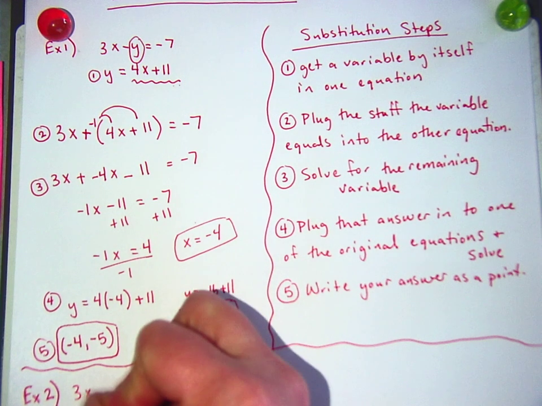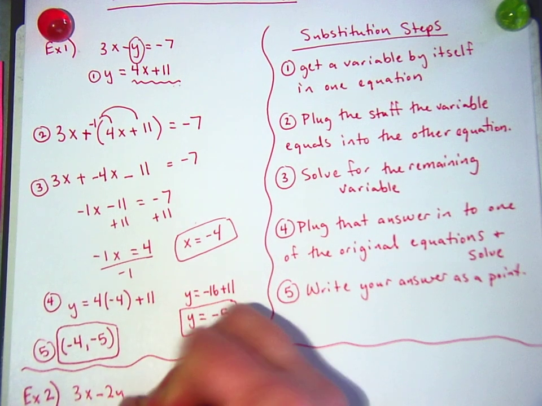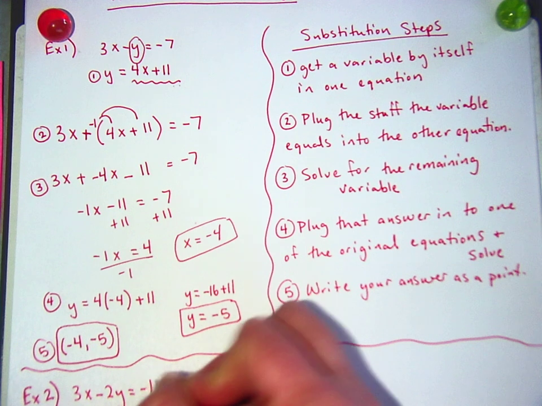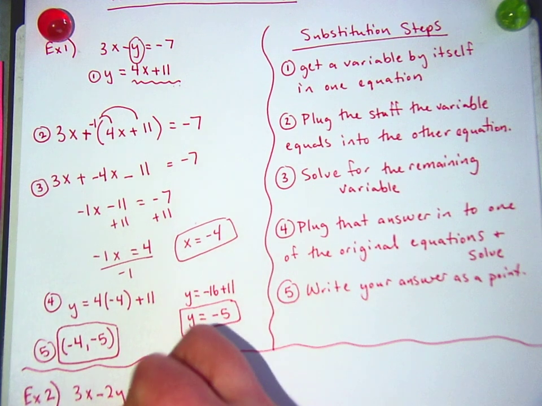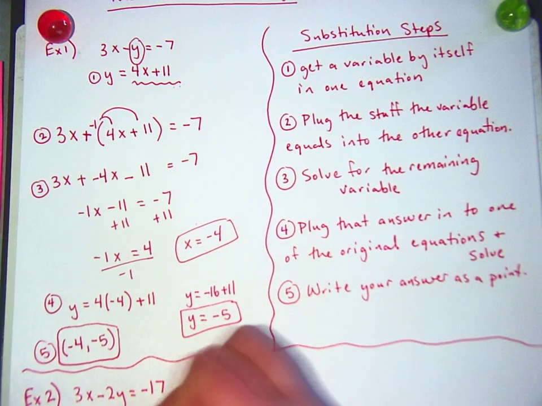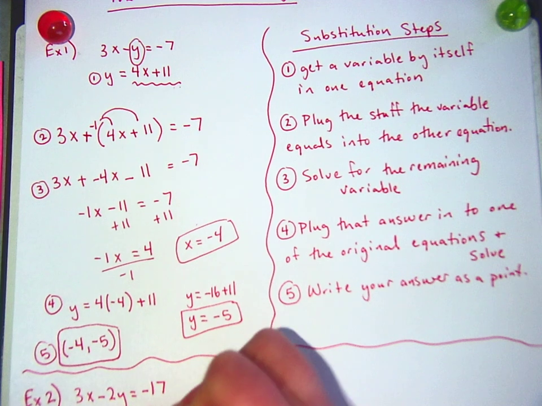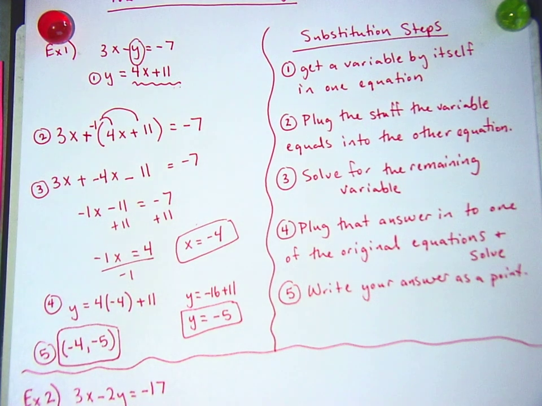3x minus 2y equals negative 17, and y equals 2x plus 2. All right, talk to your team. Look at the steps.